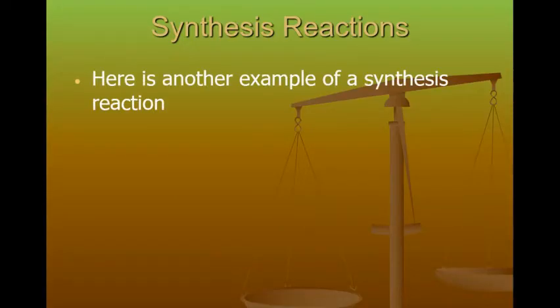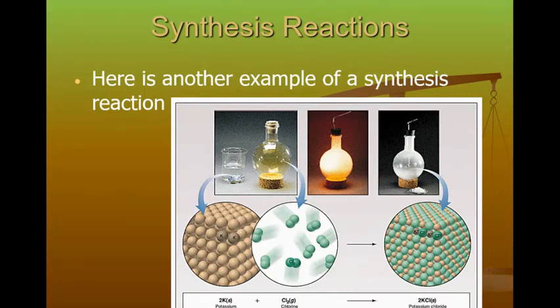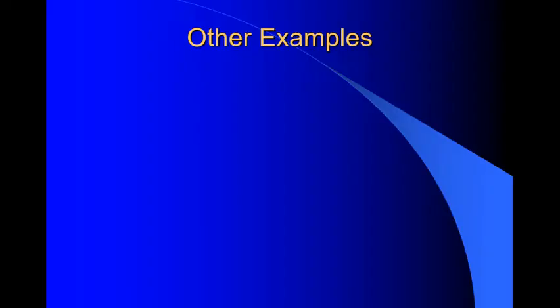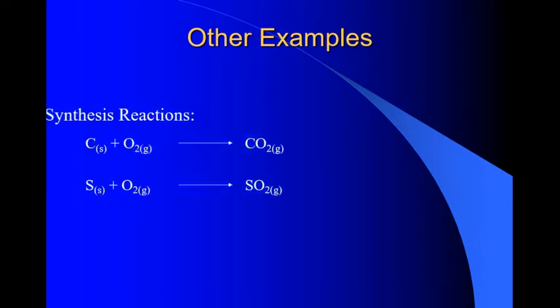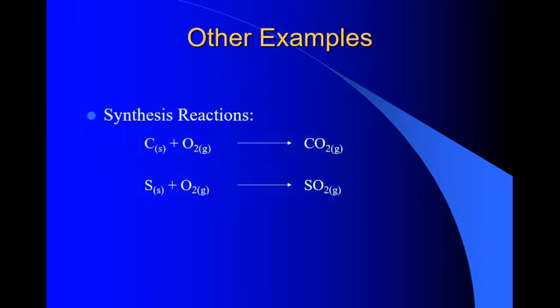Here is a molecular view of a synthesis reaction. This would be if we took elemental potassium and added it to elemental chlorine to produce potassium chloride. Here's just a couple other examples of synthesis reactions.